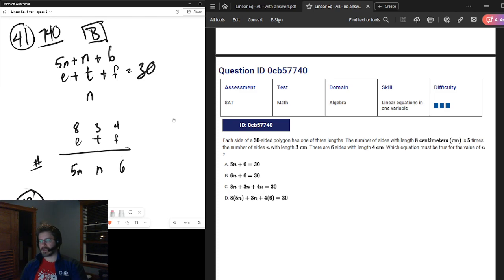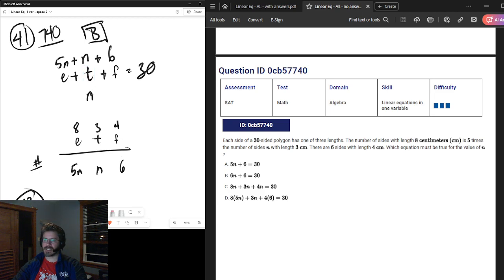So what I did here is I determined a variable name for each side length. So side length 8, side length 3, side length 4. The number of sides for each category has to add up to the total number of sides, 30. The sides of length 8, sides of length 3, and sides of length 4, however many there are. We don't care what the total length is. They didn't tell us anything about that. But they do tell us the number of sides should add to 30.